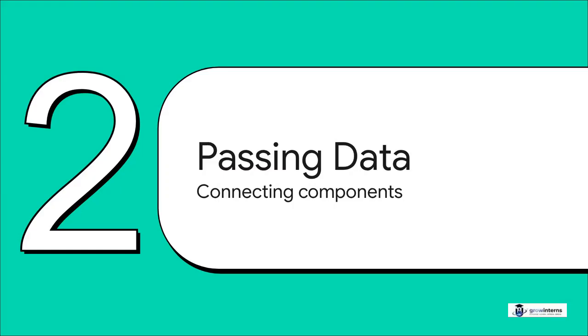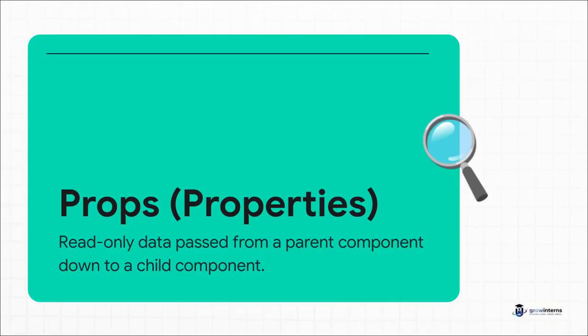Which perfectly transitions us into section 2, passing data with props. This is how we connect those isolated components. So what are props? Well, it's just short for properties. Think of props as the specific instructions you hand to your Lego block. They let you pass data from a parent component down to a child component. And there is one huge golden rule you have to remember here. Props are strictly read-only. A child component can read the instructions given by its parent, but it absolutely cannot change them.